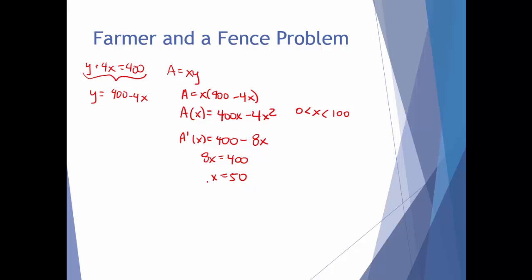50. And if x equals 50, we know from this equation over here that y will be 400 minus 4 times 50, also known as 200. And those are both measured in feet.